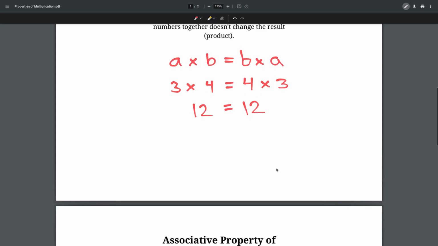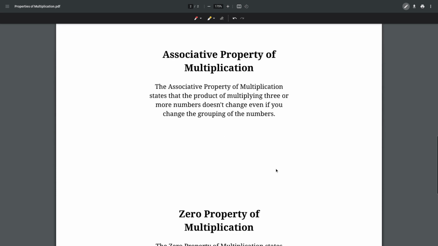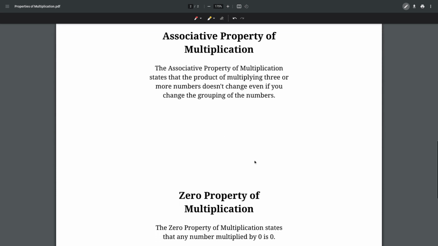Okay, let's look at the next property I want to talk about, which is the associative property of multiplication. So the associative property of multiplication states that the product of multiplying 3 or more numbers together doesn't change even if you change the grouping of the numbers. So in generic terms, if you have the group of a times b times c, that's going to equal a times the group of b times c.